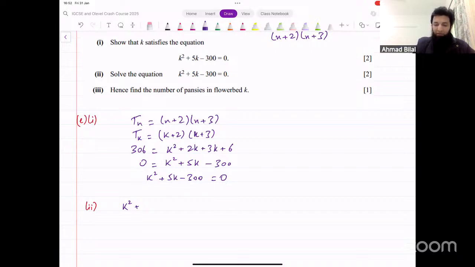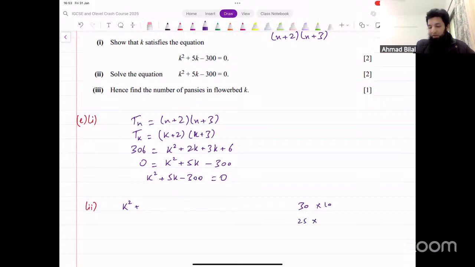Okay, how do you factorize this? 300, and we have a minus sign here. So we need two numbers. When we subtract them, we get 5, and when we multiply them, we get 300. Okay, let's think of factors of 300, 30 and 10. Okay, so 30 minus 10, that's not giving us 5. Okay, let's think of something else.